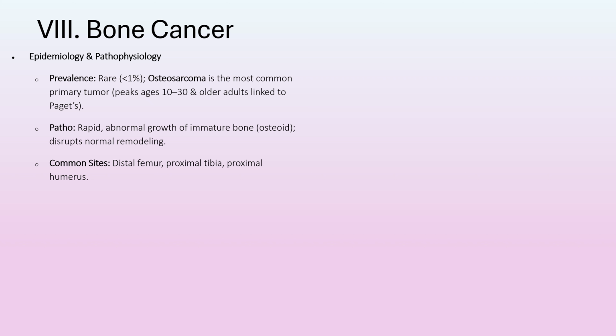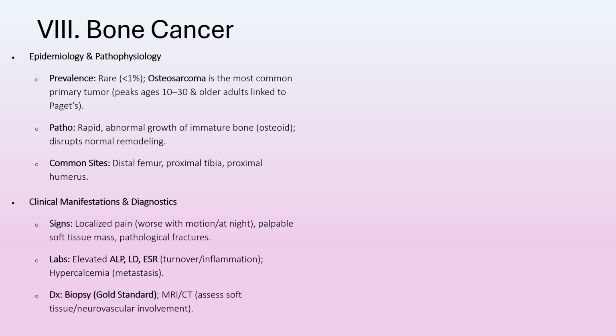Mechanism: rapid abnormal bone growth triggered by an oncogenic agent, involves the production of osteoid, immature malignant bone cells, and disruption of normal osteoblast, osteolytic activity. Common sites: rapidly growing bone areas, distal femur, proximal tibia, and proximal humerus.